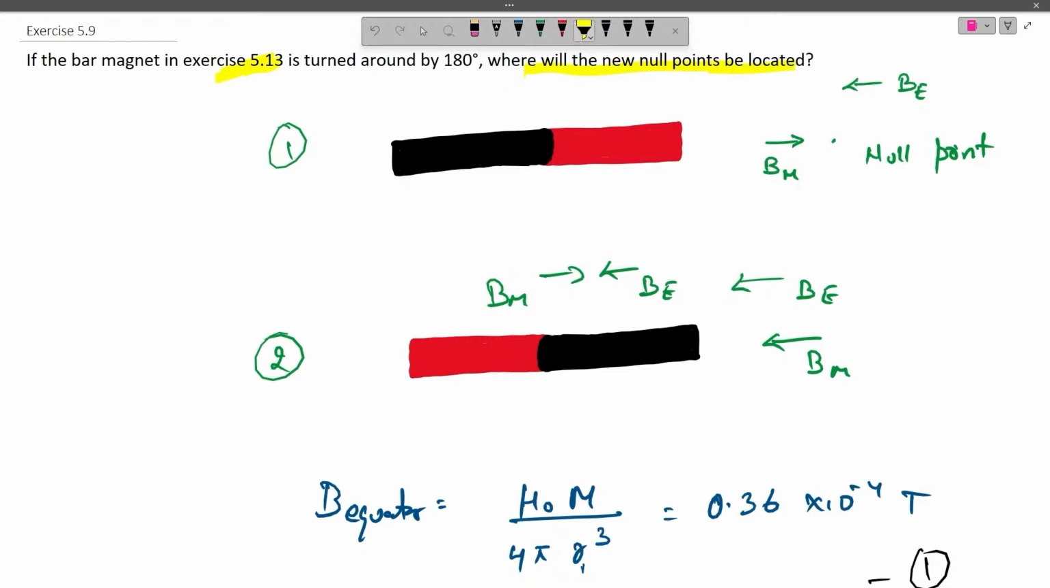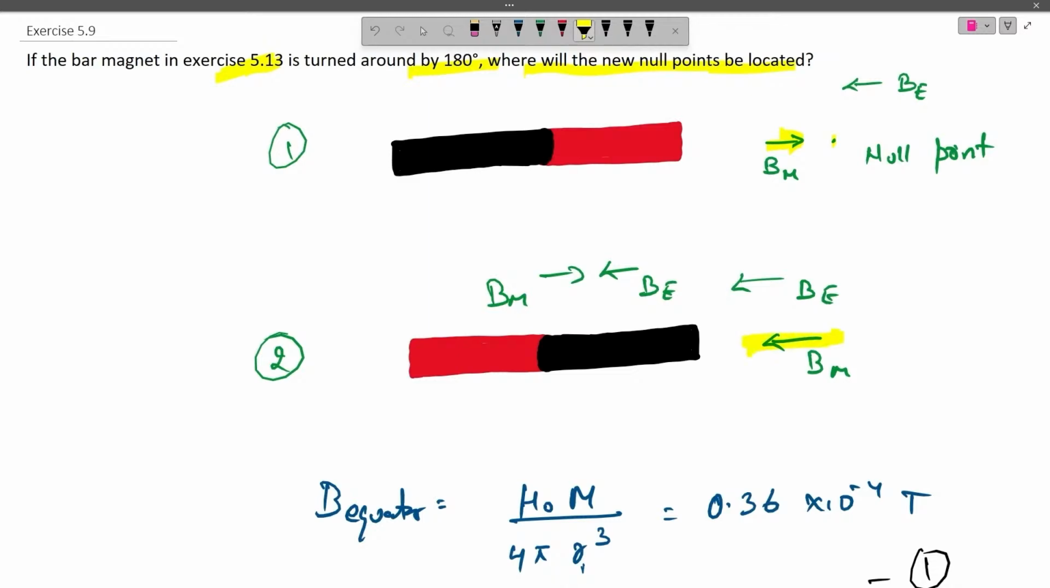And if we assume that this was the direction of the magnetic field due to the bar magnet, that is Bm, we have shown it by that Bm. So the Earth's magnetic field was in the opposite direction, so on the axis there was the null point. So now the magnet has been reversed by 180 degrees. So now its magnetic field on the axis has a direction opposite to that of the initial direction. That is, now it is from right to left, which can be seen over here.